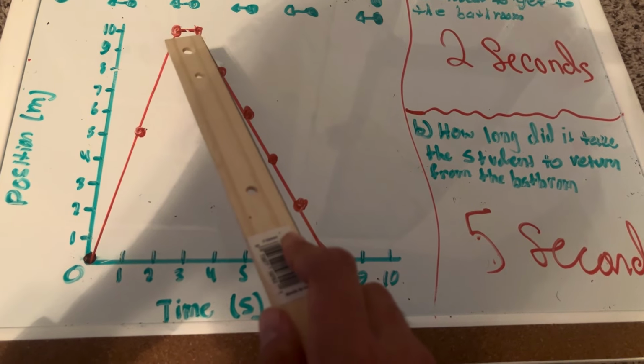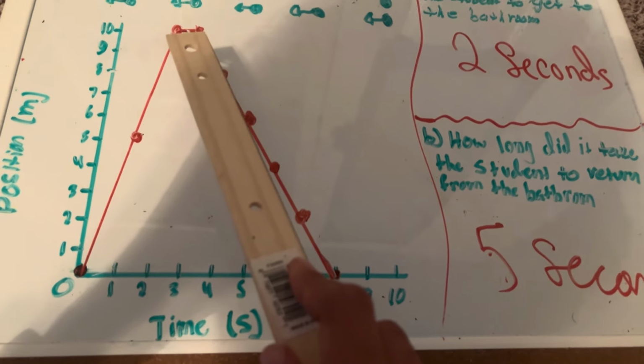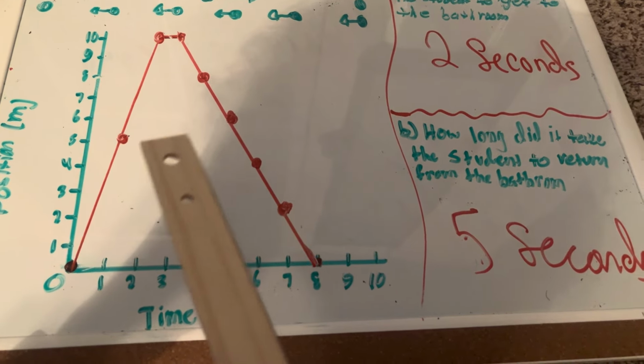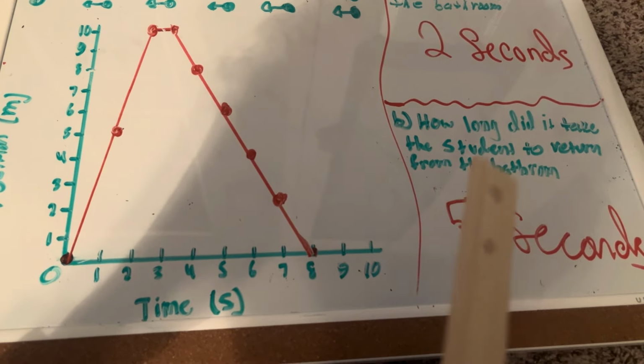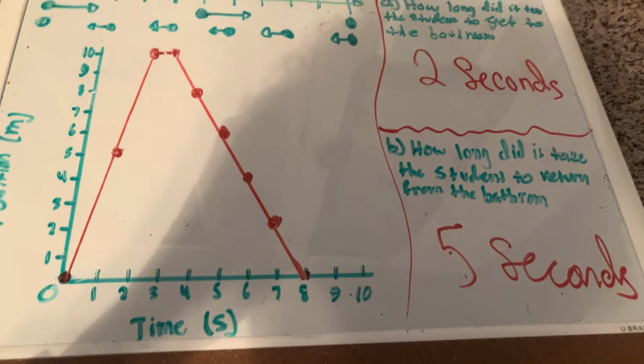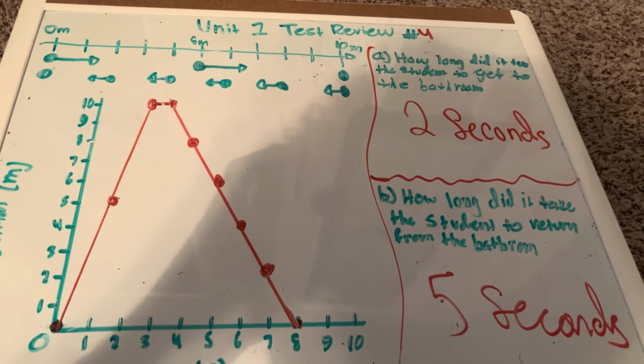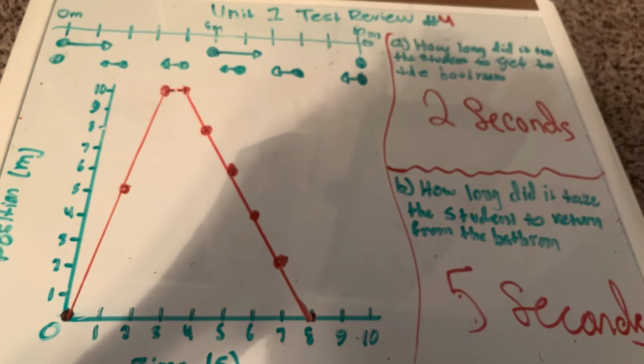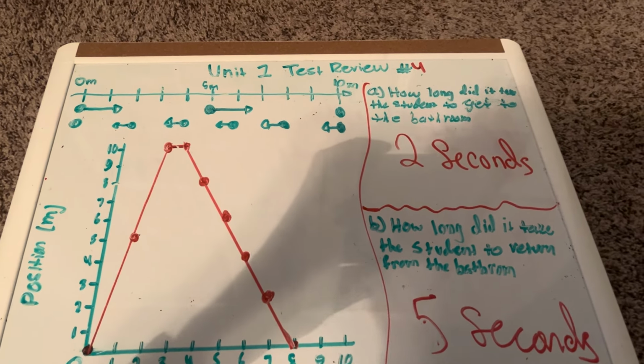So this is the third second, and by the time they make it back to the classroom, it is the 8th second. So we find the difference between that. 8 minus 3 is 5. So it took the student 5 seconds to return from the bathroom. So they were faster getting to the bathroom than they were returning from the bathroom. And that is the review for question number 4.